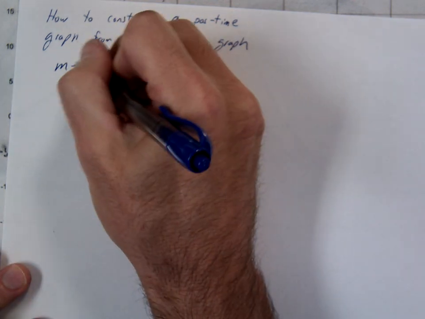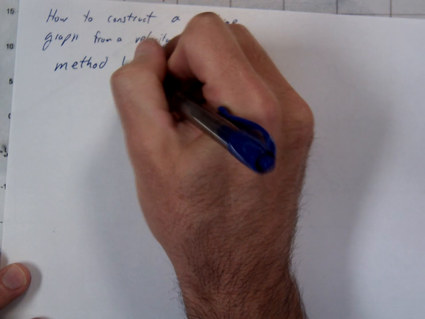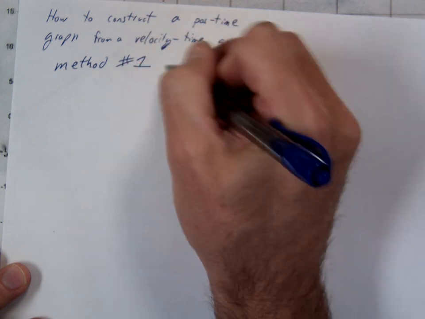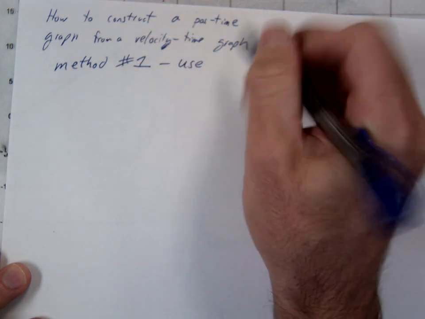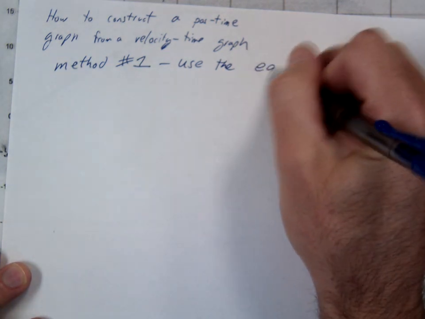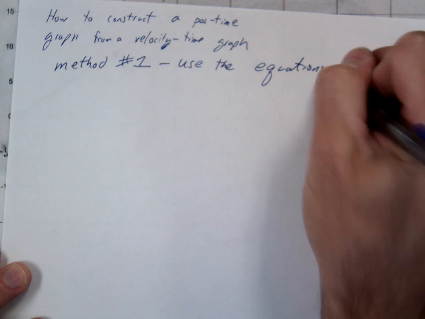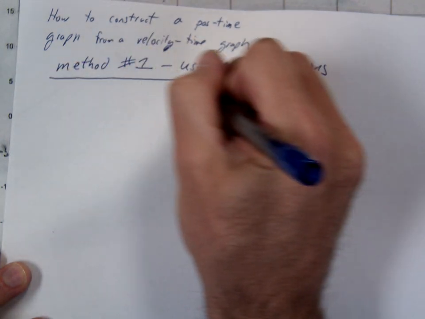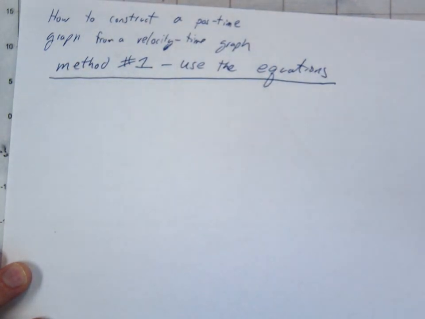Alright, how to construct a position time graph from a velocity time graph. That's kind of our goal, how to go from one type of graph to another. There's two methods to do this. I'll show you both, and you can choose whichever one works for you, whichever one you like better. Method one is we're just going to use the equations of motion to construct our graph.